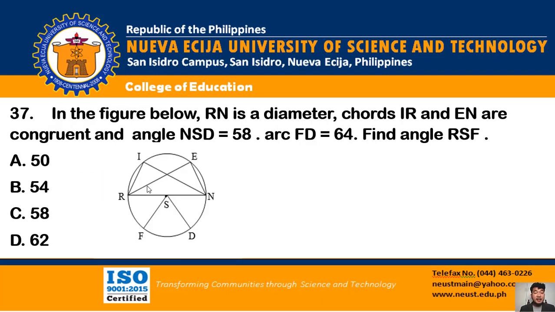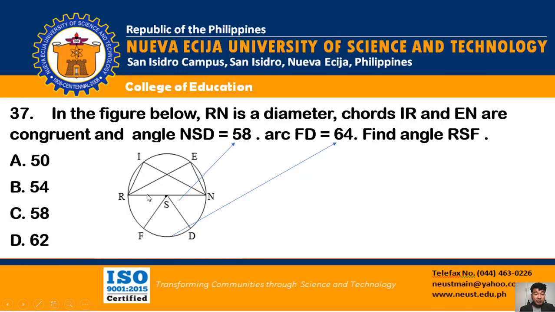Number 37. In the figure below, RN is a diameter. Chords IR and EN are congruent and angle NSD equals 58. Arc FD equals 64. Find angle RSF. So the first thing that we have to do is to identify all the given. There, NSD is 58, that's the angle. And then the intercepted arc is 64. So that means the measurement of this angle DSF is also 64 because this is a central angle and the intercepted arc is given, which is 64. So you can say that this is 64 as well.